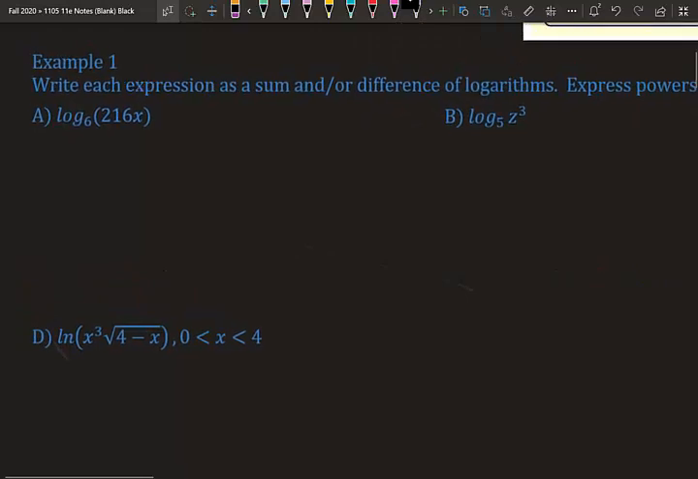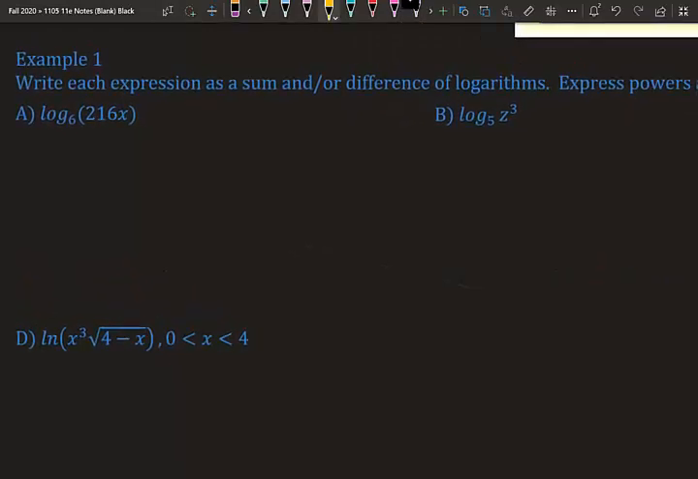We're going to practice with these. So we're going to write each expression as a sum and or difference of logs, express powers as factors. I'll talk more about that after. So what we're going to do is just write each expression as a sum or difference. That's telling us to expand. So we want to make this multiple logarithms. So I know I'm going to have multiple logarithms, but I need to know what's happening inside the argument.